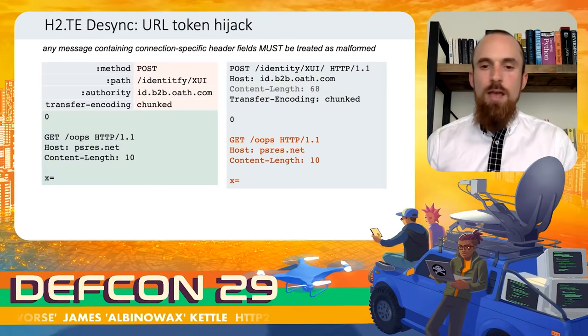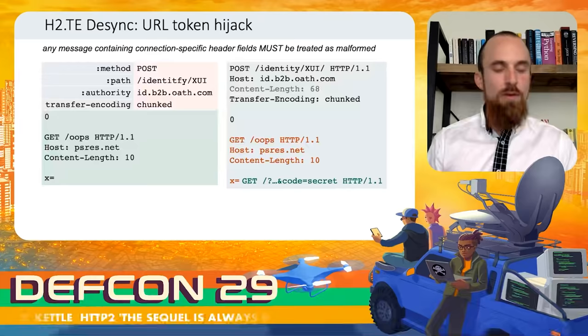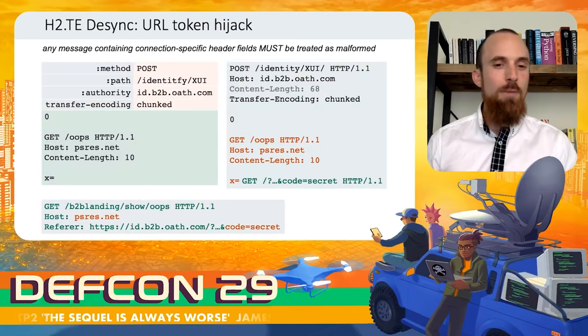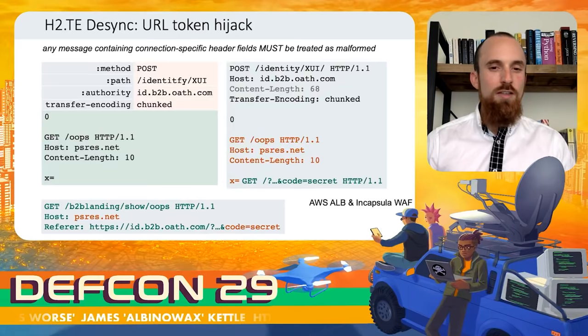When I reported this, the triager said, well, you haven't really proven that this is dangerous. So I decided to try and redirect some live users. And I found very, very quickly, I ended up redirecting people who were in the middle of an OAuth login flow, and thereby they ended up leaking their OAuth secret codes to me via the referrer header. That worked on application load balancer, as I mentioned, and also on everything using Encapsula's web application firewall, which is supposed to make your website more secure.